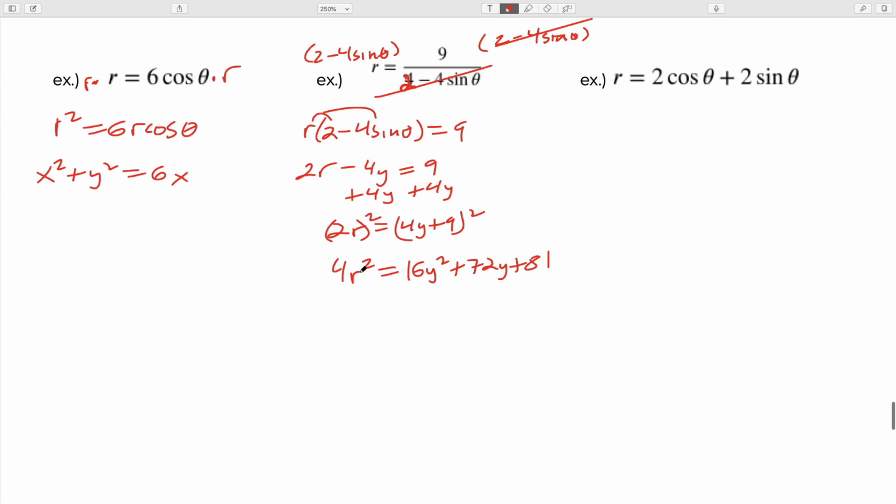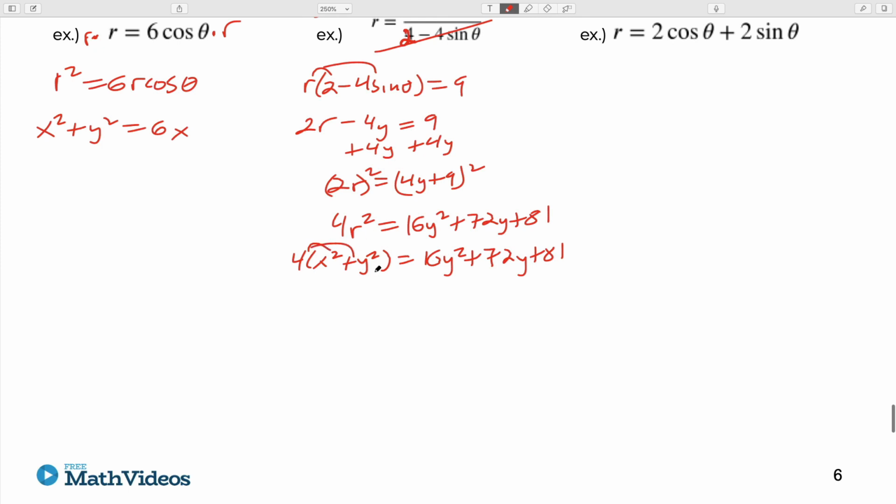And then r squared is x squared plus y squared, right? So we could do x squared plus y squared. Then just go ahead and apply the little distributive property. 4x squared plus 4y squared equals 16y squared plus 72y plus 81. And now we can just leave it in this format. You could also set it all equal to 0 if you wanted to. But I'm just going to leave it in this form, like I did over there.